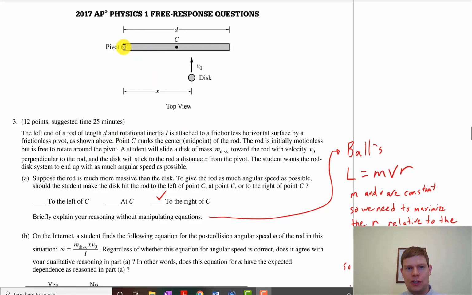So basically our situation, we've got a rod attached to a pivot. The rod is much heavier than the disc initially for the first A, B, and C. And you've got this disc flying up, it smacks into the rod, sticks to it, and then the thing rotates. And you want to figure out how big you should make X to make the angular velocity afterwards as big as possible.